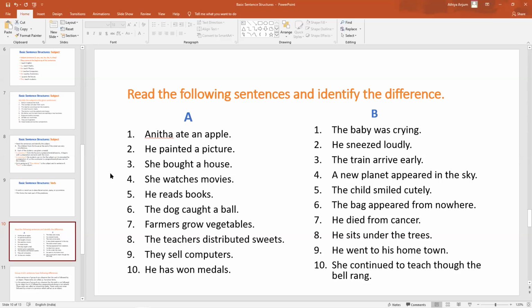A new planet appeared in the sky. The child smiled cutely. The bag appeared from nowhere. He died from cancer. He sits under the trees. He went to his hometown. She continued to teach, though the bell rang.